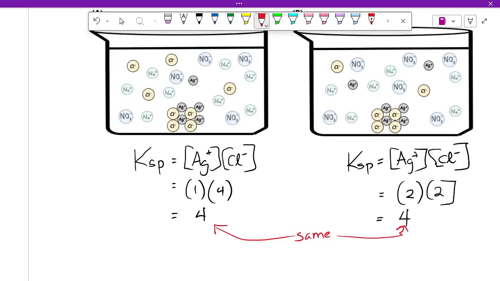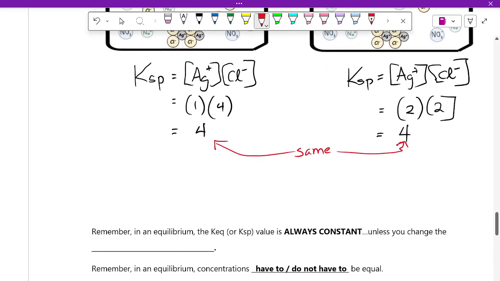It doesn't matter whether you make the solution saturated by forming a precipitate or by dumping in the low solubility substance and stirring it. Remember, in an equilibrium, the KEQ, or in this case, the KSP value, is always constant unless you change the temperature.